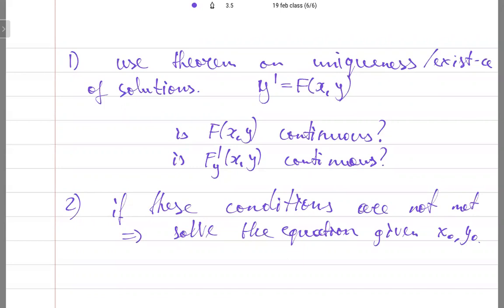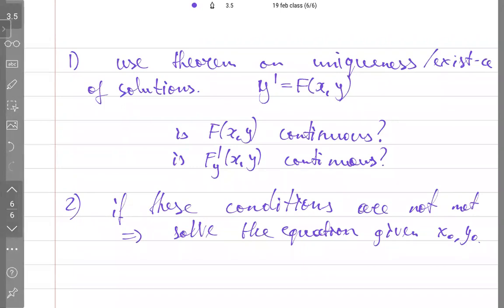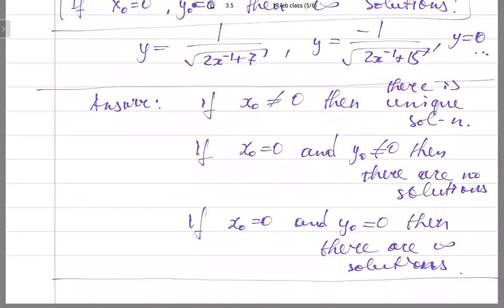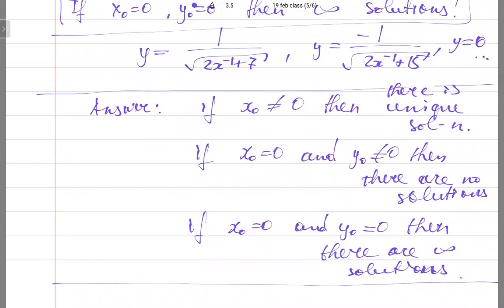Okay, or the connection is lost. Yeah, I'm listening. My question is, on our last page, the first one, if x0 is not equal to 0, so there is one unique solution or there are unique solutions? If x0 is not 0, then there is a unique solution.